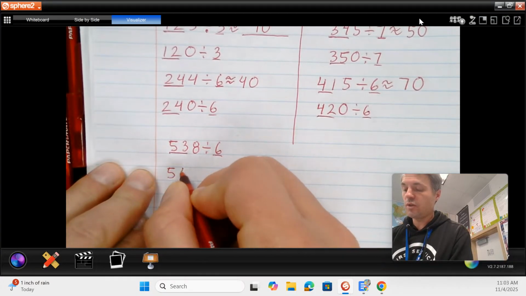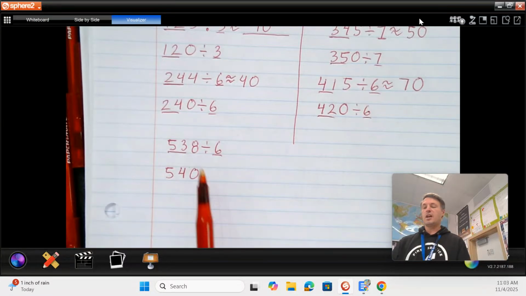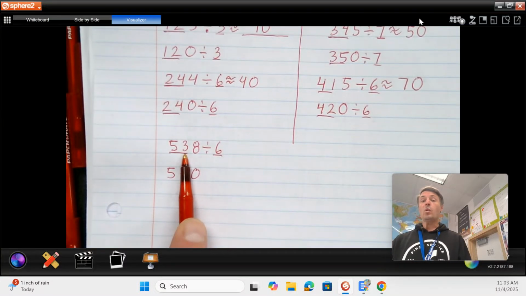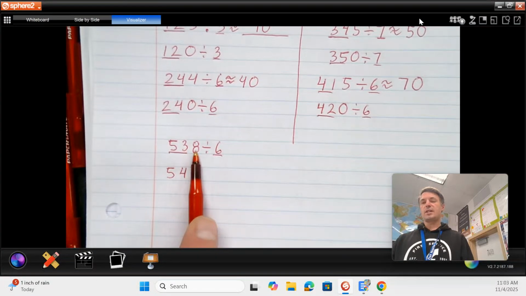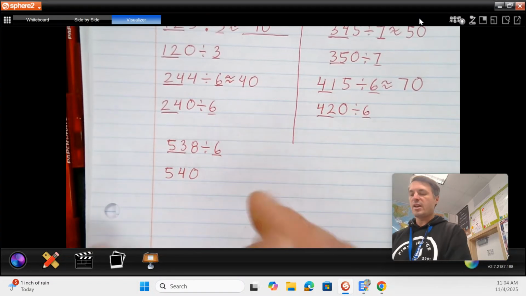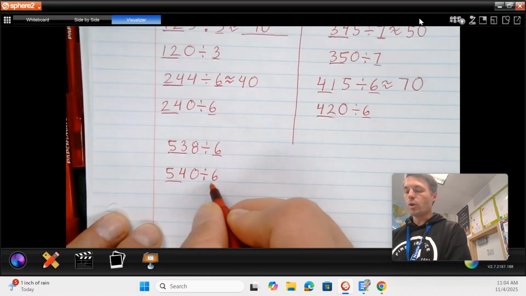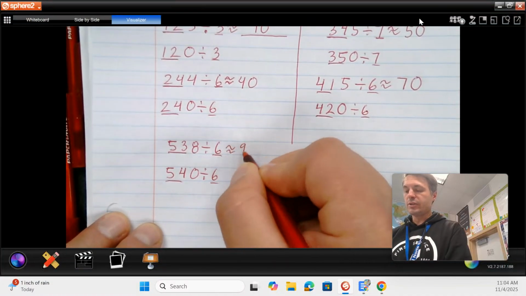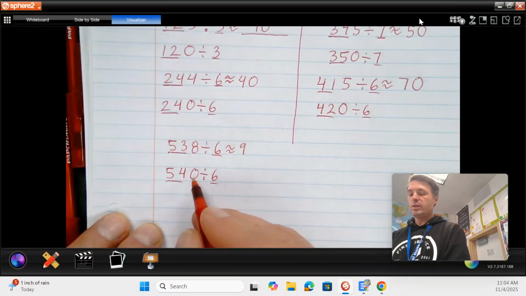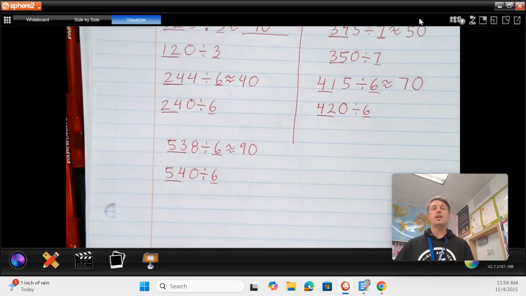So we change the 53 to 54. The 8 becomes a 0, so it's 540. And that's exactly what this rounds to, rounded to the tens place. The 3 asks the 8 for a raise. The 8 says no, so the 3 rounds up to a 4, and everything to the right becomes a 0. So now we have 540 divided by 6, and 54 divided by 6 equals 9. And then we take this 0 from the dividend and drop it to the right of the 9 in the quotient. So 538 divided by 6 is about 90.